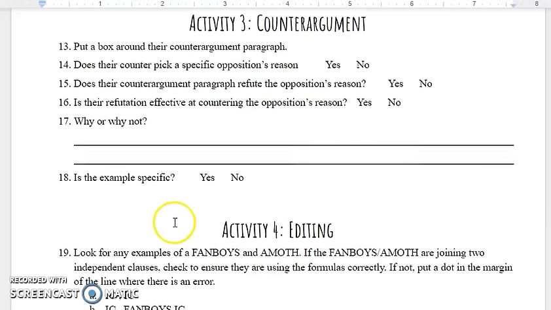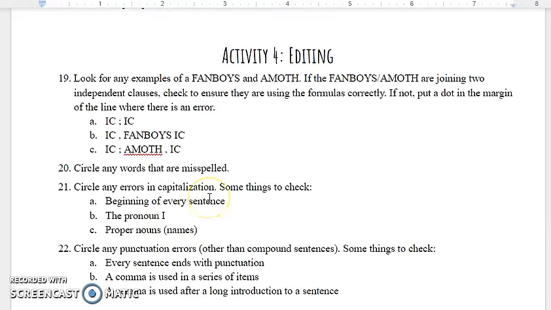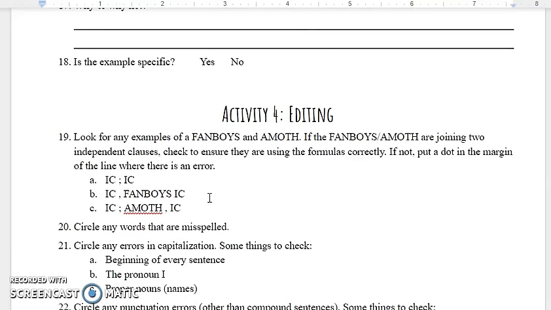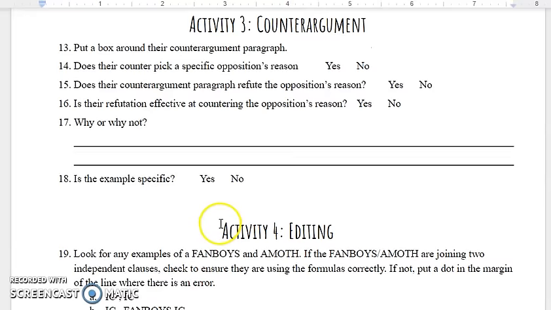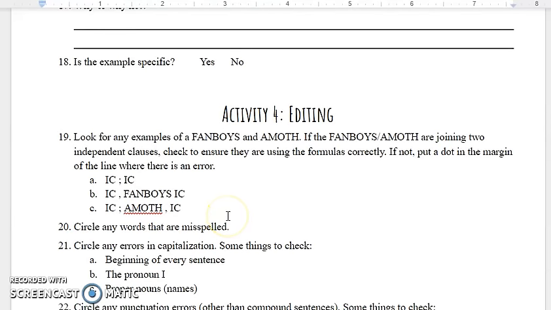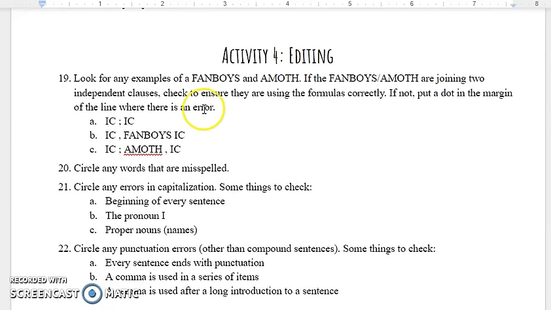Number 18, we're going to ignore. I forgot to remove that in copying and pasting. Moving on to activity 4. If you need to work on your counter argument, pause the video and then come back when you're finished revising and editing. Activity 4 had to deal specifically with editing.